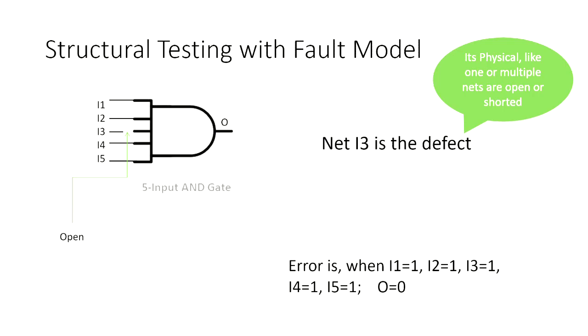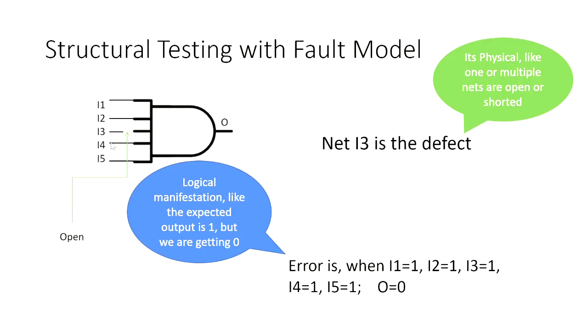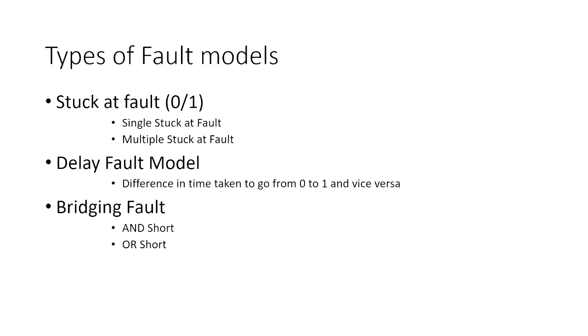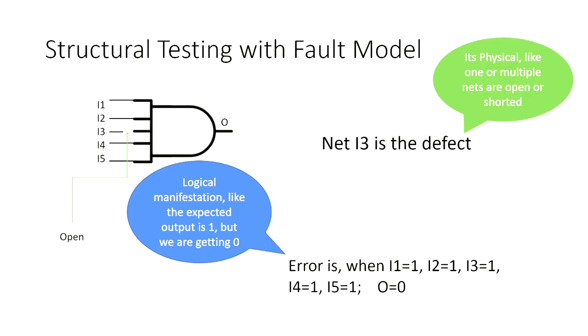So it's physical, like one or multiple nets are open or short. Open means they should be connected and they're not connected, and short means two of them are connected. Like I3 and I4 are connected together, which means I3 is dependent on I4 and I4 is dependent on I3. So there will be no instance of time where I3 and I4 are different. If one is 0, both are 0. If one is 1, both are 1. So logical manifestation, like the expected output is 1, but we're getting 0. That is what a fault model deals with.